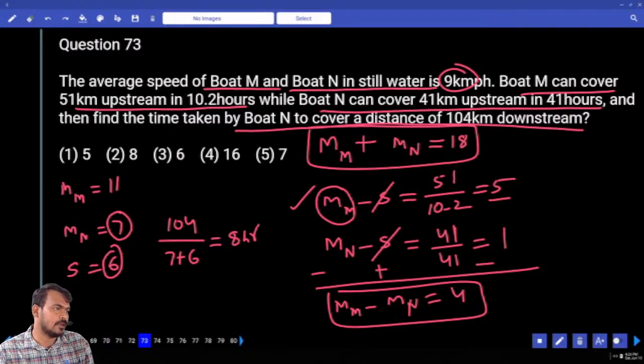Boat N. M plus S. M plus S or M minus S? M plus S. But here, M value is how much? 7. 7 plus 6, 13.